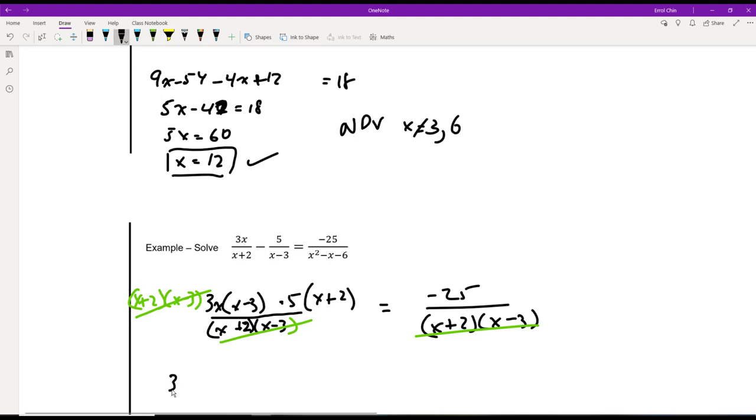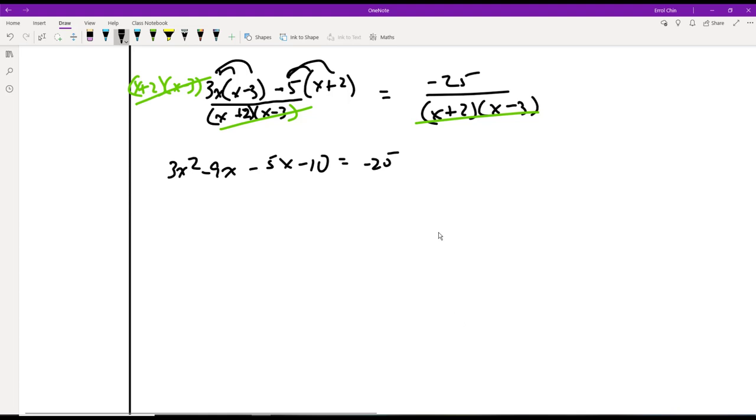And then I'm left with what looks like 3x squared minus 9x, right? I distribute that. And then this is a minus, so it's minus 5x minus 10 is equal to negative 25. And let's see, what does this work out to? If we simplify everything, this becomes 3x squared minus 14x plus 15 is equal to 0.